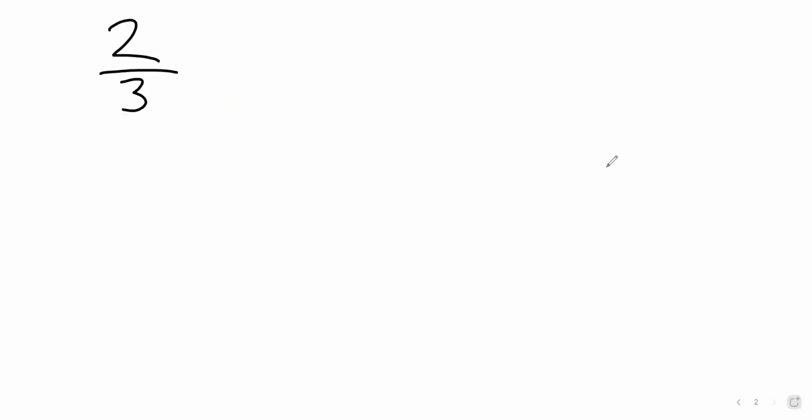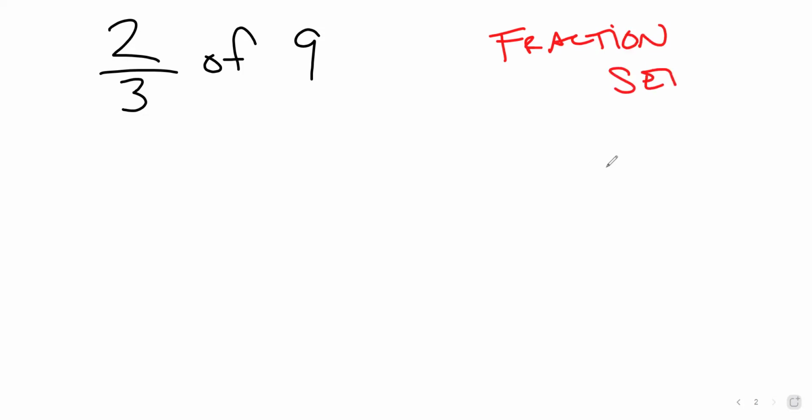So 2/3 of 9. That's what we're saying here: if I had 9 things, well, what is 2/3 of them? If I had $9 and I spent 2/3 of my money, how much money would I have left, right? So that's the scenario. This is what is known as a fraction set, because really I'm creating a set of things to help me.